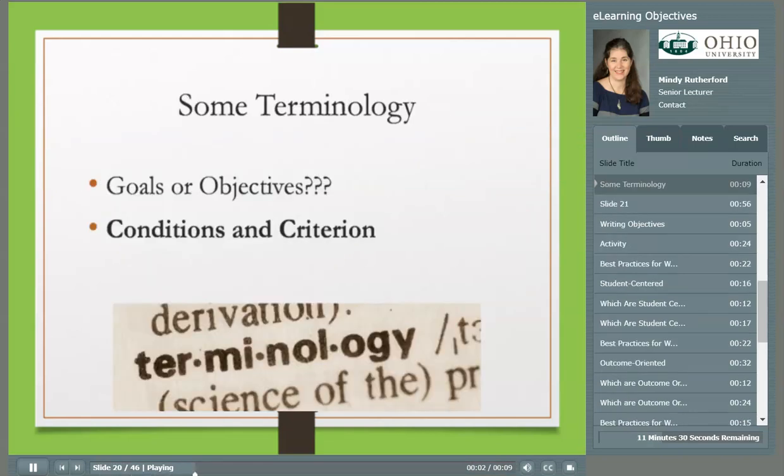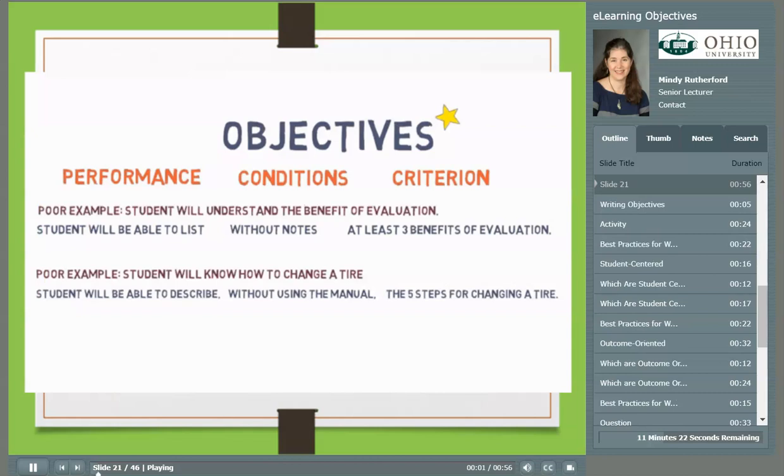Two other terms that you may have learned in other courses or might learn in the future are conditions and criterion. Let's see what they are. When you're writing objectives, if you want to get truly specific, you can state not only what you want the students to learn or be able to do, that is the performance, but you might also want to state the conditions, being under what conditions or in what context should they be able to do this. And finally, the criterion. The criterion is where you state the level that is considered to be acceptable or the level that is considered to be mastery.